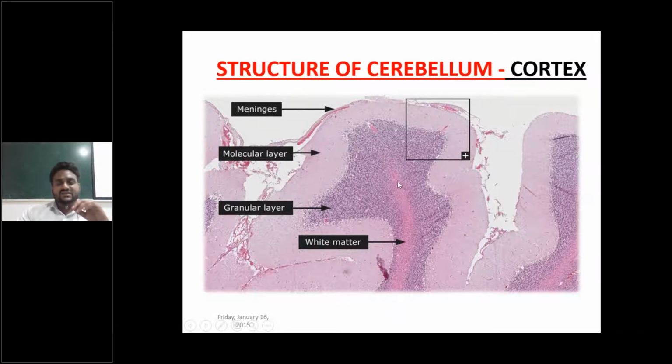If you see the cerebellum, the major contribution is gray matter, and you see a small part of white matter that is present in the middle or center of the cerebellum. So this is about the three layers of the cerebellum.